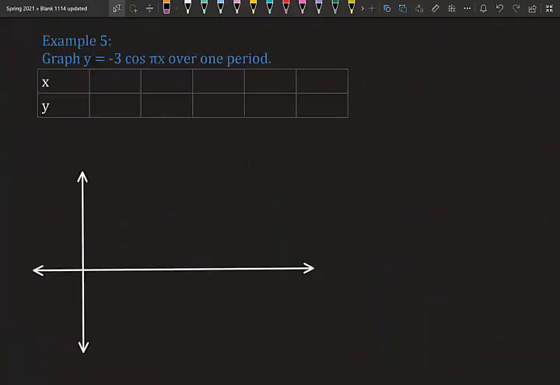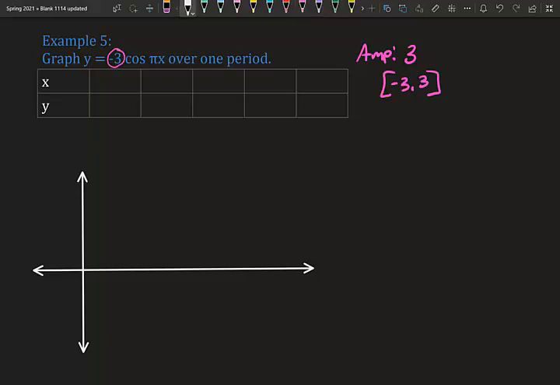Alright, guess what? I'm gonna ask you again. I'm gonna ask you to go ahead and try example 5. Alrighty, let's do it together. So let's go ahead and get that amplitude out of the way. I like to do it first just to get it out of the way. Our amplitude is negative 3, so it's just going to be 3. Remember, that means negative 3 to 3.